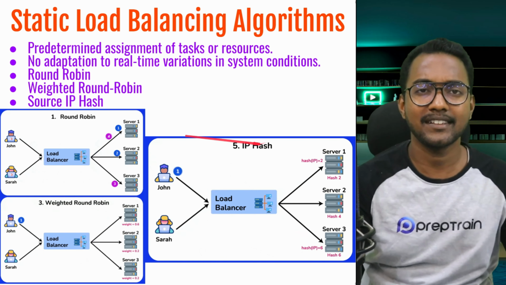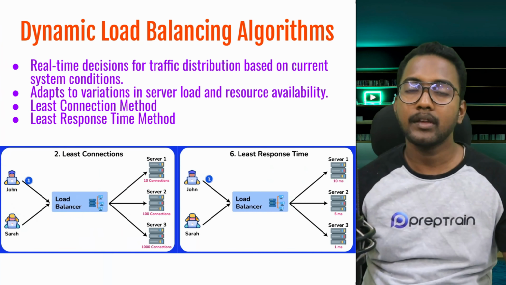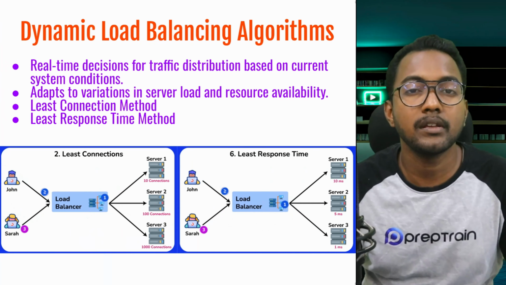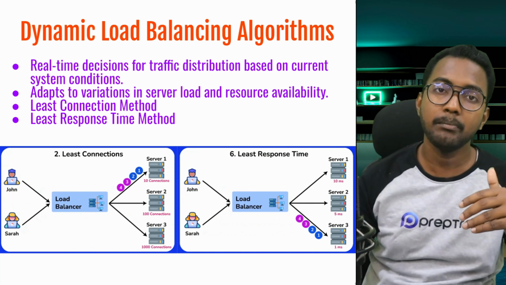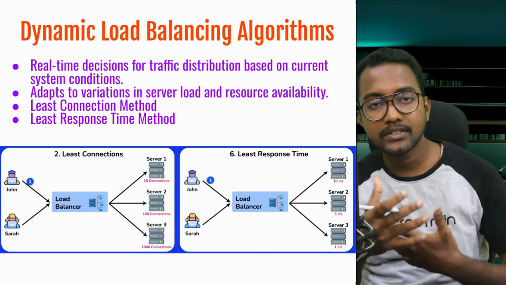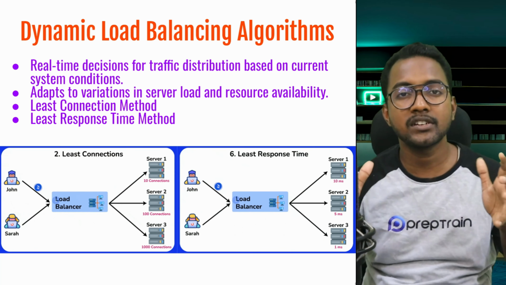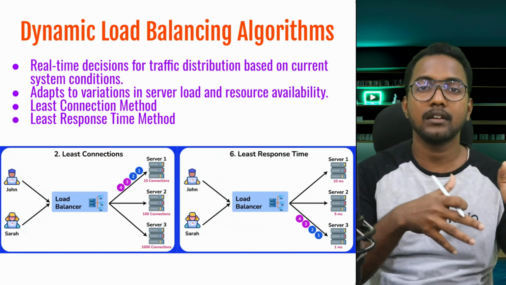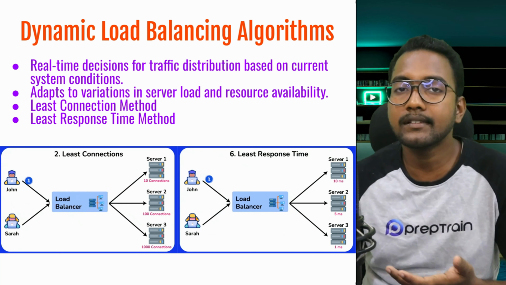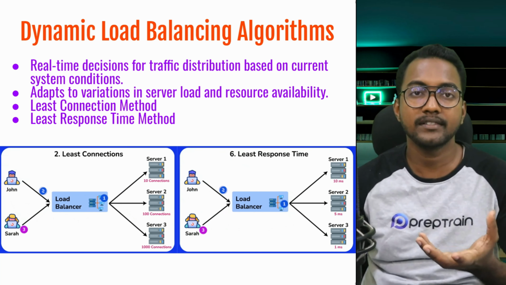Next, let's explore dynamic load balancing algorithms. These algorithms are more advanced because they make decisions in real time based on current system conditions. If we talk about its definition, dynamic load balancing monitors the system and adjusts the distribution of traffic according to factors like server load, response time, or network conditions. This adaptability makes it ideal for environments with fluctuating traffic and server performance.